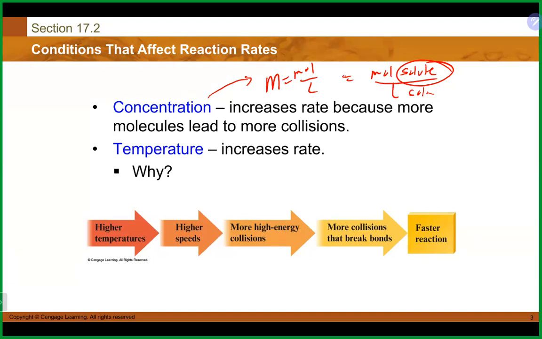The opposite is true as well. If you had a much lower concentration, that means you would have less things floating around, right? Less solute molecules floating around. It's going to take a lot longer for them to find each other, and that's going to result in fewer collisions happening and also a lower rate.